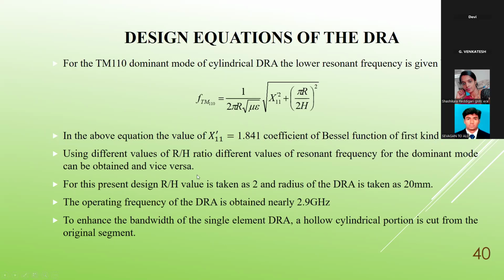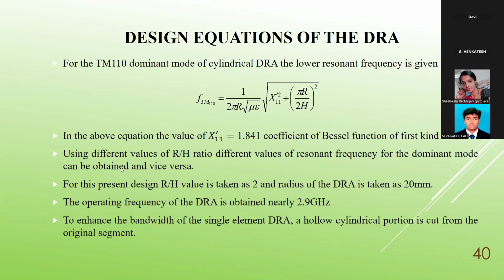the first kind. Coming to different values of the R by H ratio, different values of resonant frequency for the dominant mode can be obtained. Here we have considered the ratio 2 and DR value 20 mm. The operating frequency from the design is obtained as 2.9 GHz. To enhance the bandwidth of the single element DRA, a hollow cylindrical portion is cut from the original segment. Here we can consider small r value. All the specifications are available.